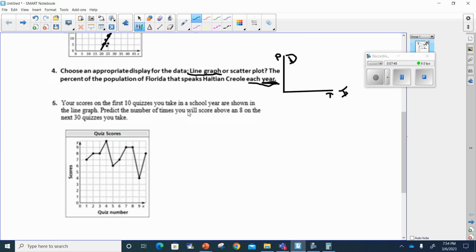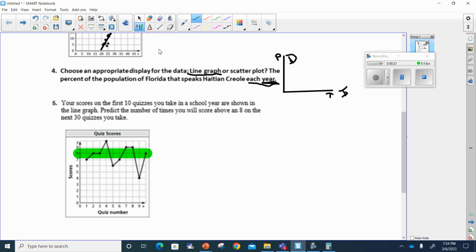All right, number 5 says, your scores on the first 10 questions you take in the school year are shown on the line graph. Predict the number of times you will score above an 8. Well, let's see what is above an 8. Well, 8 would be here. And remember, it doesn't say 8, it says above an 8. So I'm going to go with this line here, right? And everything above this line is what I would go ahead and use.